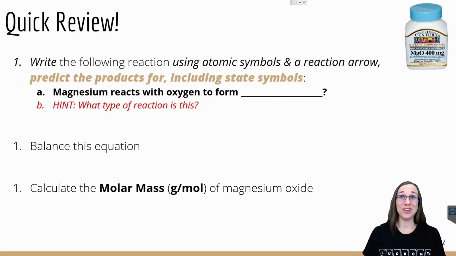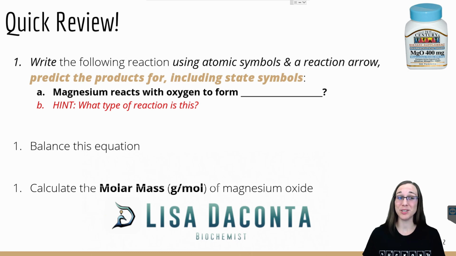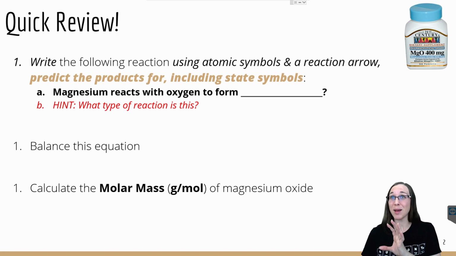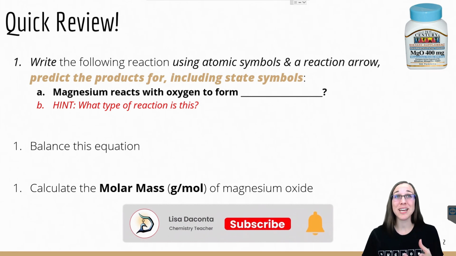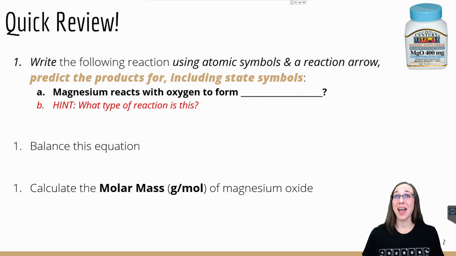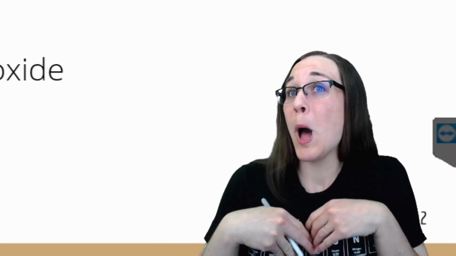As with any good lesson, let's start with a review before we jump into this new concept of mole ratios. So first, let's write the following chemical reaction using the actual symbols, converting the words to the chemistry format from the periodic table. Balance that equation, including state symbols, figure out what type of reaction it is, and then calculate the molar mass of the product. So, first things first, we have magnesium reacts with oxygen to form what?